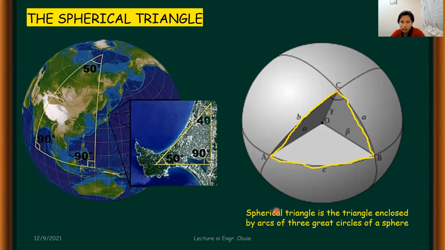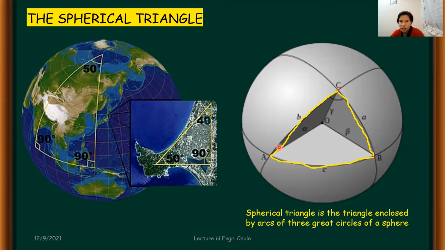So by definition, it is a triangle enclosed by arcs. Since it is a sphere, it is not a straight line but an arc, like a curve. So it's not a plane anymore. Enclosed by great circles of a sphere. So take note that the parts of the spherical triangle are enclosed by great circles.